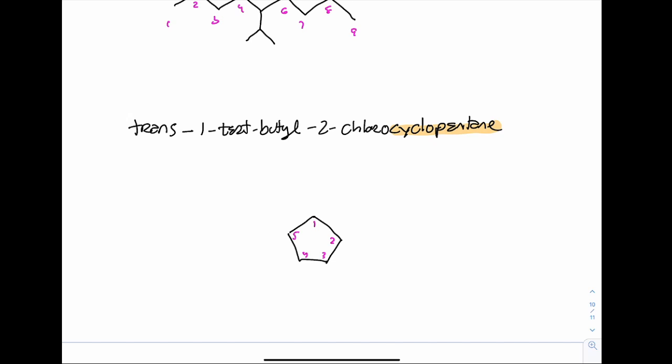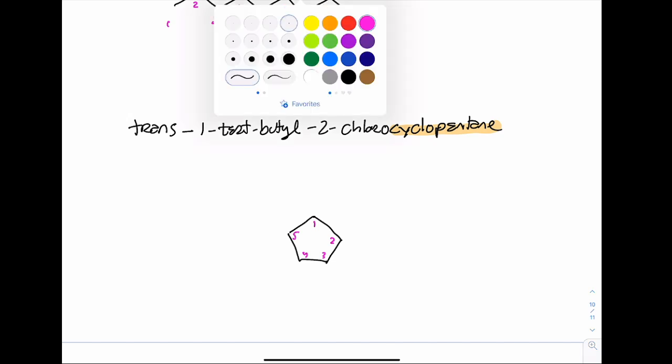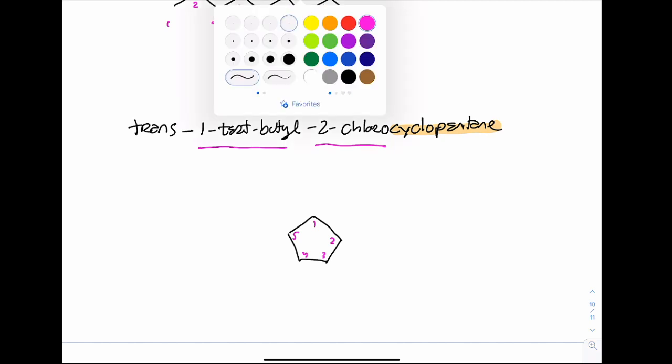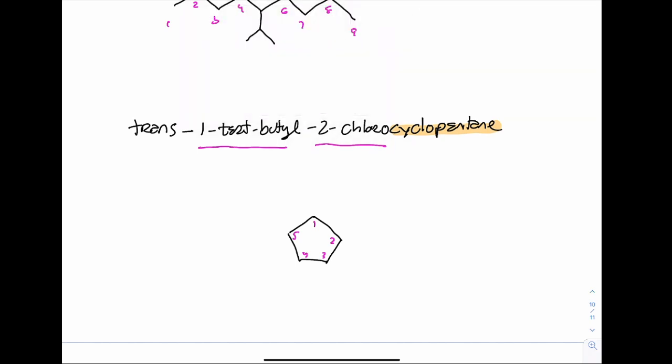And then this one's trans, so I know of the 2 groups, I have a tert butyl group and I have a chloro group. I need to have one coming out and one going back. Trans means they're on opposite sides of the ring. It doesn't matter which is which, I just have to have them opposite. So on the 1st carbon, I'm gonna have a tert butyl group. That was the one where attached to my parent, it went out, and then that was attached to 3 other carbons.